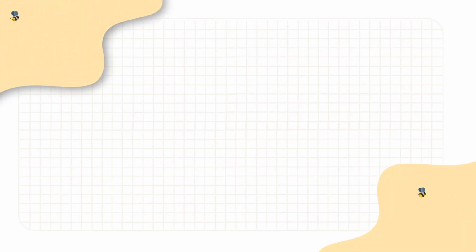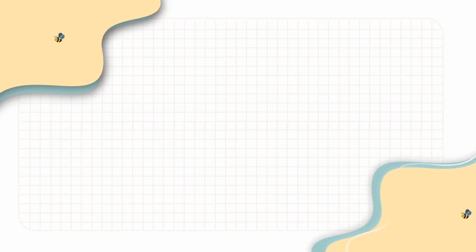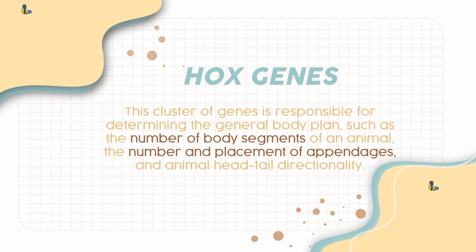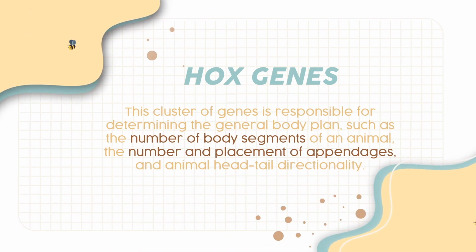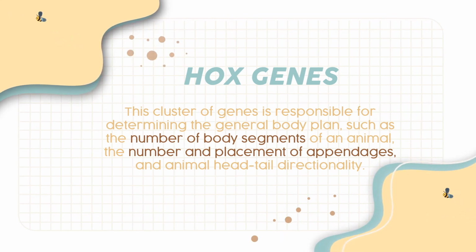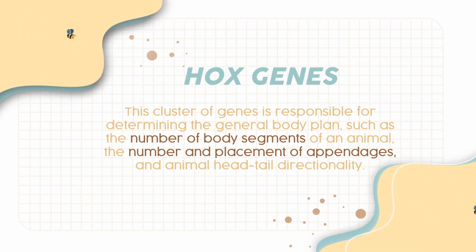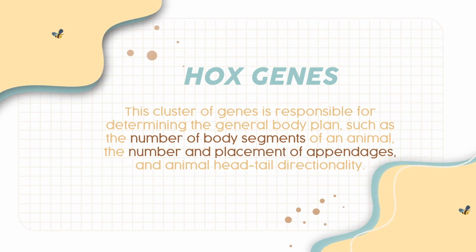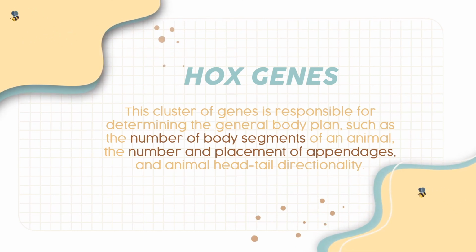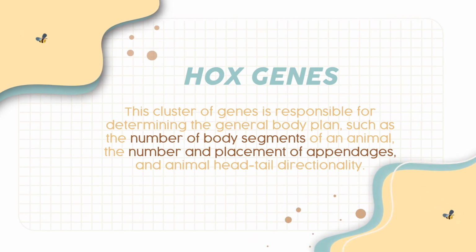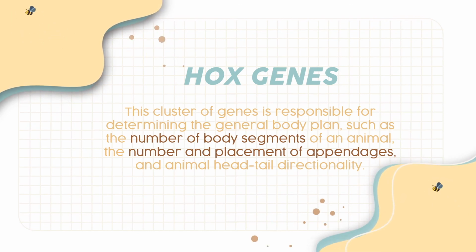One group of animal genes containing homeobox sequences is specifically referred to as Hox genes. This cluster of genes is responsible for determining the general body plan, such as the number of body segments of an animal, the number and placement of appendages, and animal head-tail directionality. Scientists have proposed that changes in a group of similar genes, the Hox genes, have created the diverse animal body plans we have today.